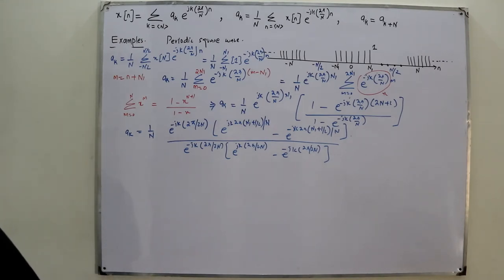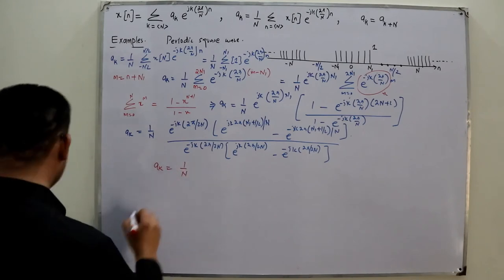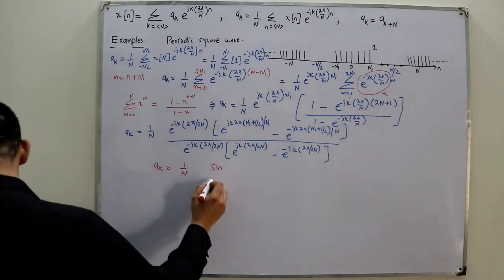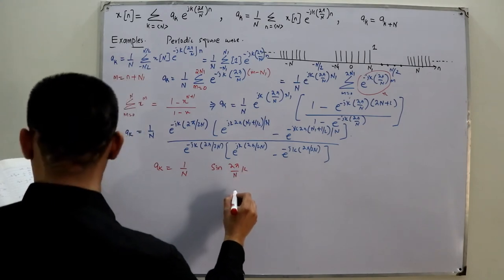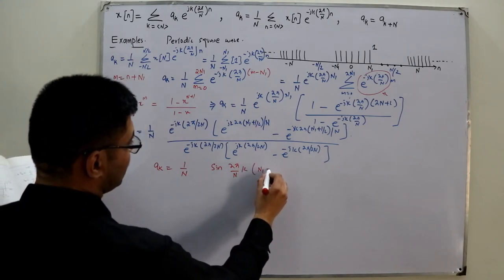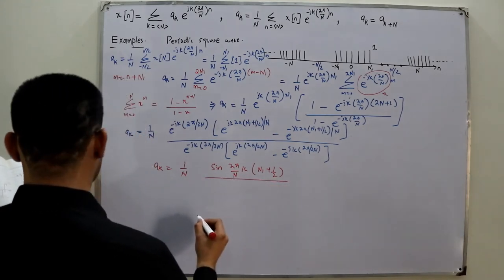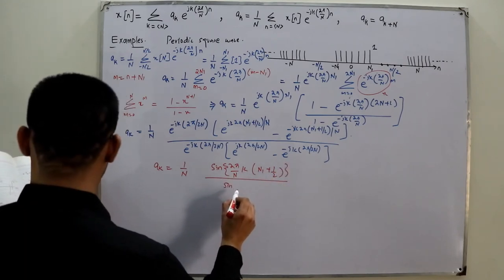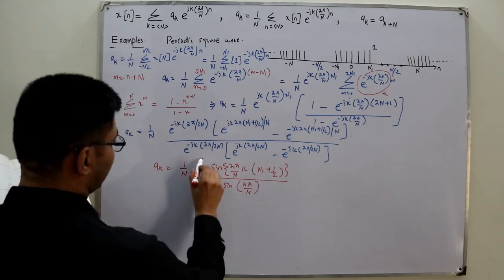Ak is equal to 1 upon n. I will write it again as well. The final expression: Ak is equal to 1 upon n sine of 2 pi by n into k, n1 plus 1 over 2. This is what you have in the numerator, and this is all in the argument of sine. Similarly, over here you have a sine of pi k by n, and that is it.